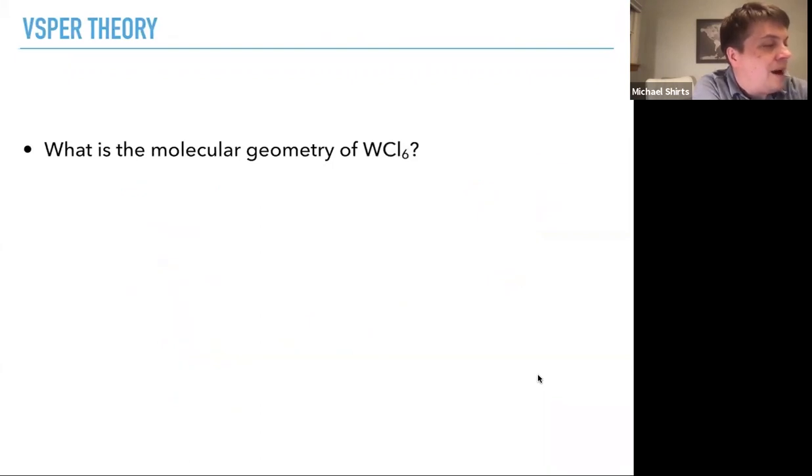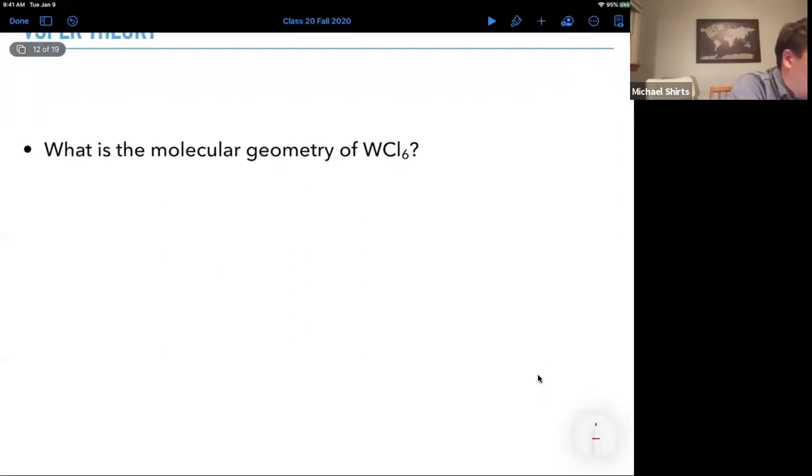Let's try another one. How about tungsten hexachloride, also a real molecule? Let's see how many electrons there's going to be. We've got 6 from the tungsten. You look up on the periodic table to check that. 6 valence electrons of tungsten, plus 6 times 7. So there's 48 total electrons. And tungsten is the least electronegative, so it goes in the center, with Cl, Cl, Cl, Cl, Cl, Cl around it. And so we have 6 bonds already. That leaves 36 electrons left.